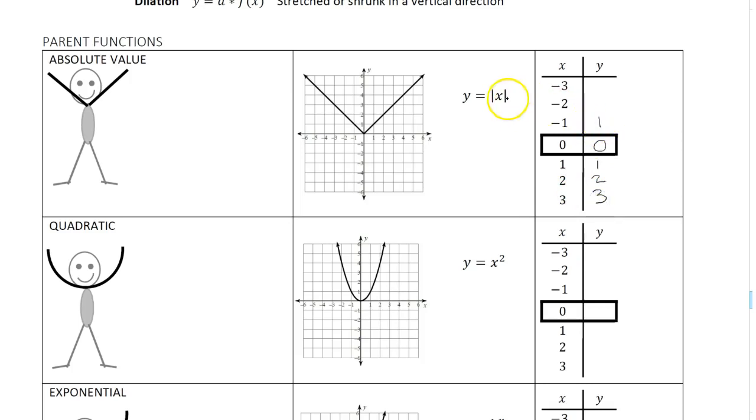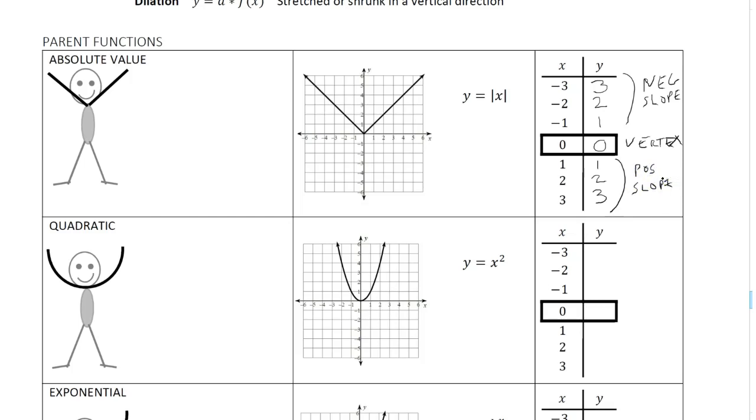For negative numbers, the absolute values are also positive. So we once again get 1, 2, and 3. Thus, the parent function forms a V with the vertex at 0, 0. The left side of the V has a negative slope of negative 1 over 1. The right side of the V has a positive slope of 1 over 1.